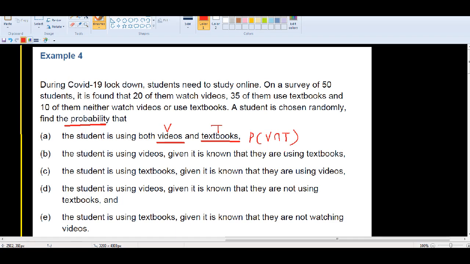For B, the student is using videos, given it is known that they are using textbooks. So you see the word given, and it's very helpful to know this word. Whenever you see this, it's possibly conditional probability.